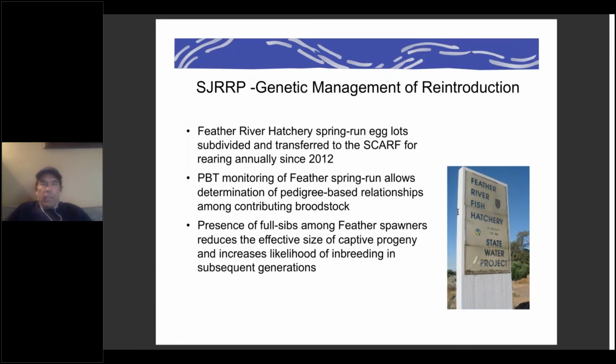What that allows us to do is identify the sibling relationships among the Feather River spawners and use that information to evaluate the effective population size, really the true number of ancestors or founders to the San Joaquin River broodstock, and then use that information to decrease the probability of inbreeding. We know from a number of relatively definitive experiments that matings of brothers and sisters in salmon and steelhead result in dramatically decreased survival of their progeny. So it's something that we need to pay careful attention to.